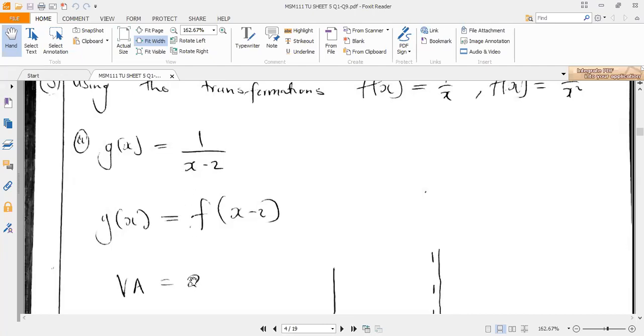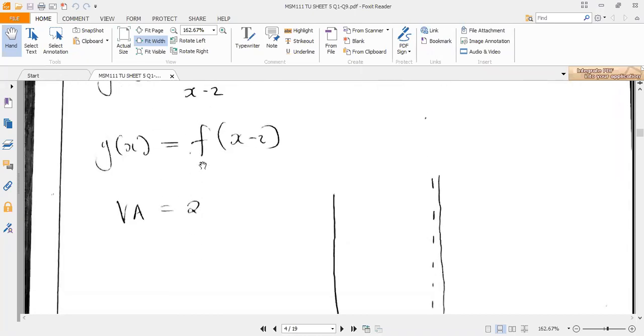Now, how do we find the horizontal asymptote for this function? You notice that the degree on the denominator is greater than the one on the numerator, so your horizontal asymptote is simply 0.